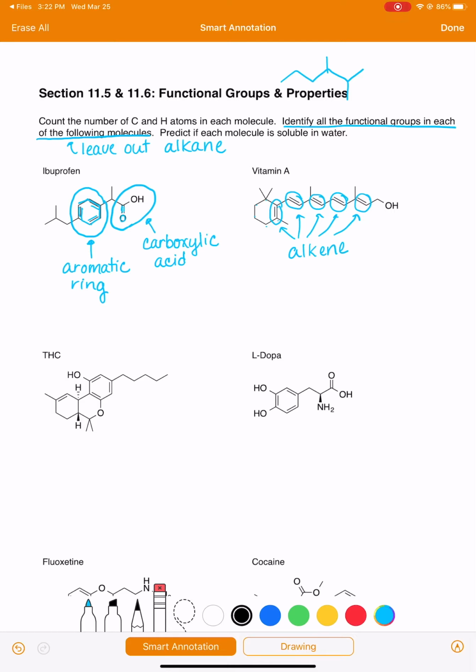And then over here we have an oxygen, and this is an oxygen that's not attached to anything interesting, so that makes this one an alcohol. It's just attached to the molecule and doesn't have anything interesting attached to it.